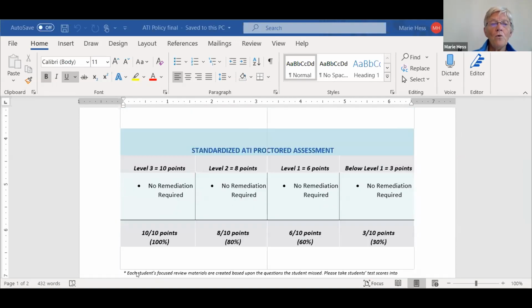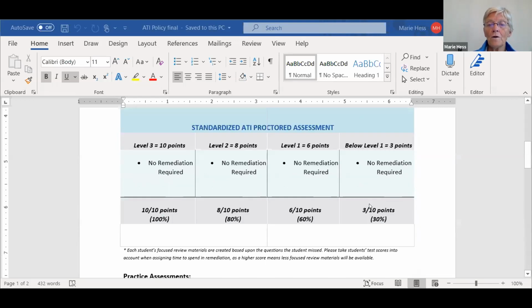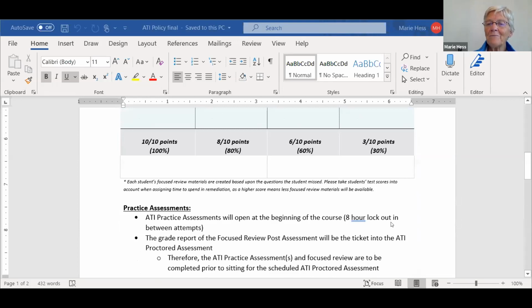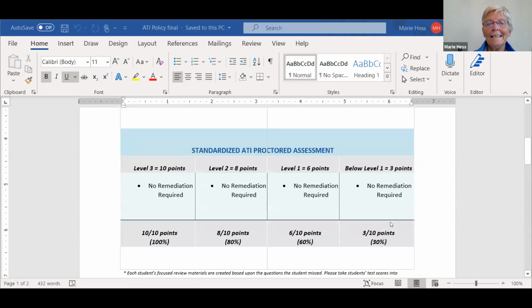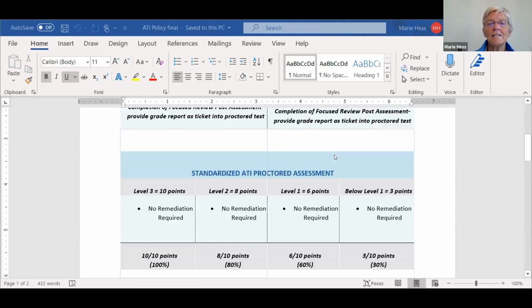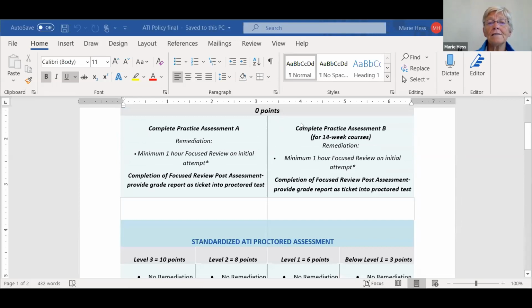And then you get points based on how you do on the proctored assessment, which will be at the end of the class. Based on what you get for points, 100% is 8 to 10 points, 80% is 6 to 10 points, 60 and so forth. So that's how that 10% grade is calculated, based on how you do on the proctored assessment. But you also must complete practice assessment A and practice assessment B.